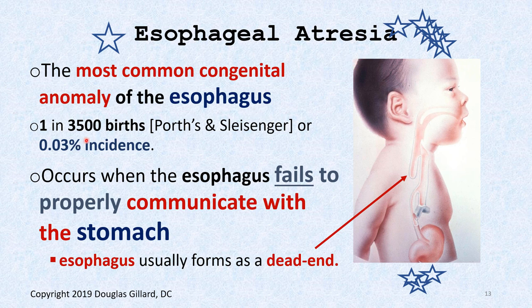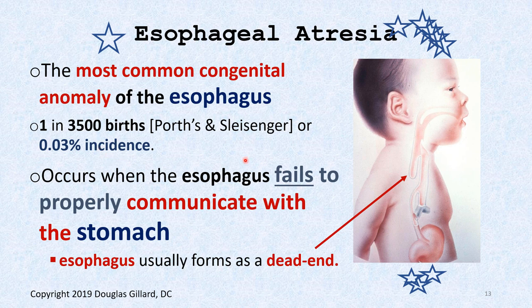1 in 3,500 births. That's more prevalent than Marfan syndrome. Marfan's is 0.01 prevalence. And this is incidence, so the prevalence would be perhaps higher. So it's 0.03% of births. 1 in 3,500 births this happens to.